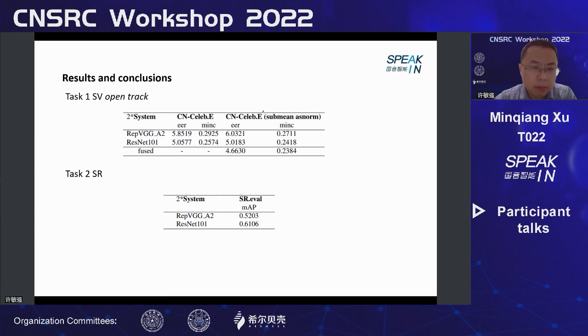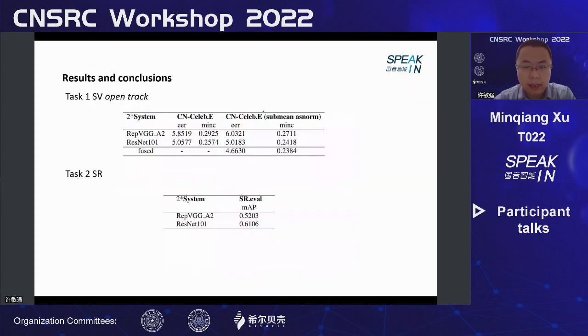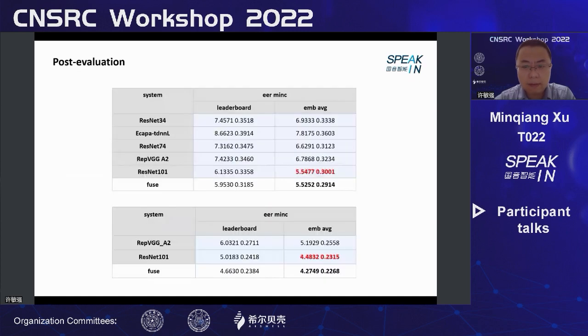The bottom table shows the results for task 2 speaker retrieval, and the results using ResNet 101 is 0.6106. We also did a post-evaluation, and the results are posted here.